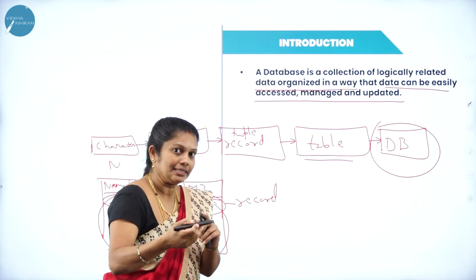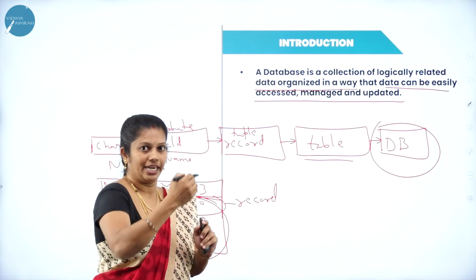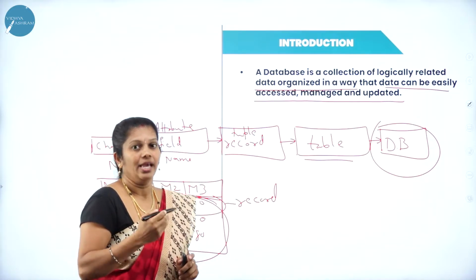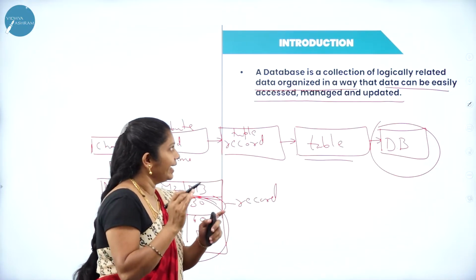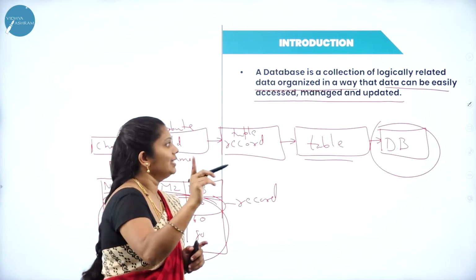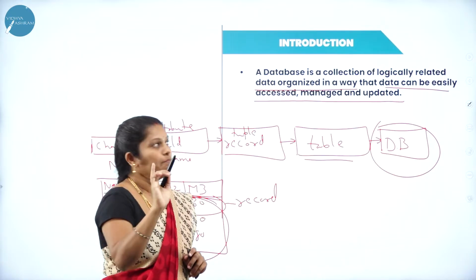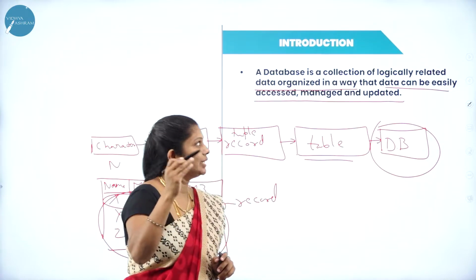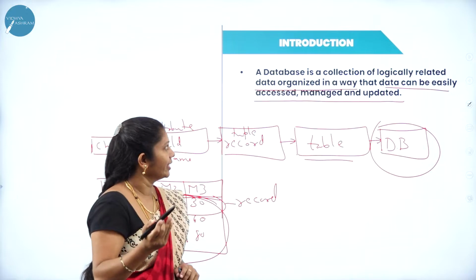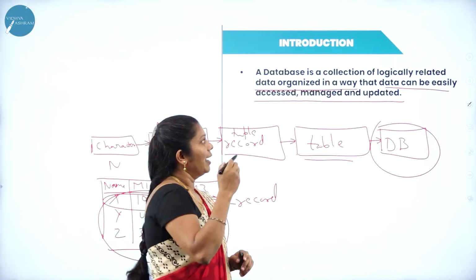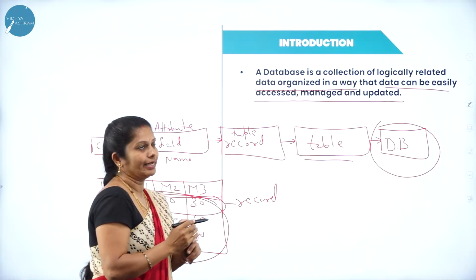Whatever content is in that database can be easily accessed. It means that whichever record, whichever data we want, we can easily take, easily update, and easily maintain. That can be called a database. You can also say that a database is a collection of related tables, which is correct. Otherwise, it is a collection of logically related data organized in a way that the data can be easily accessed, managed, and updated. That is also called a database.